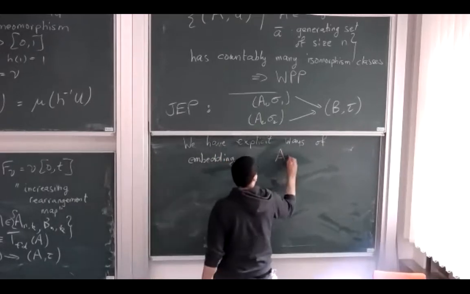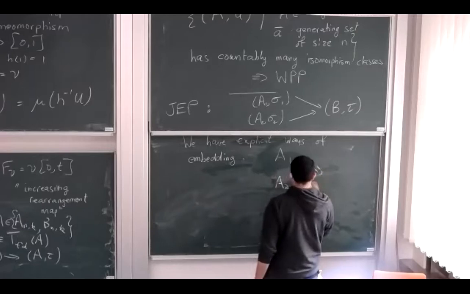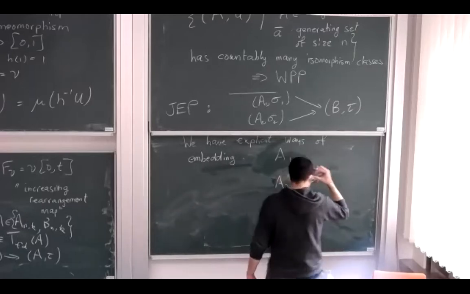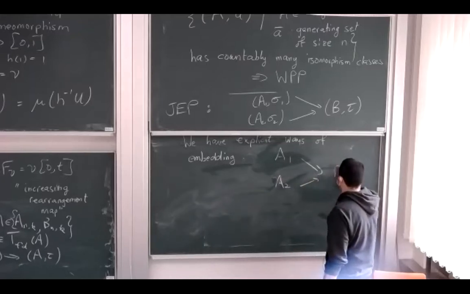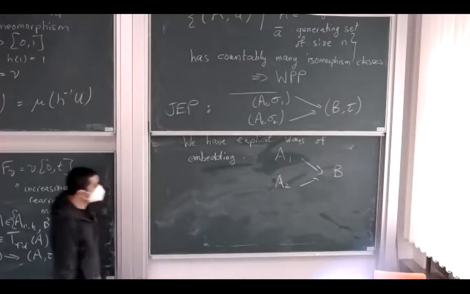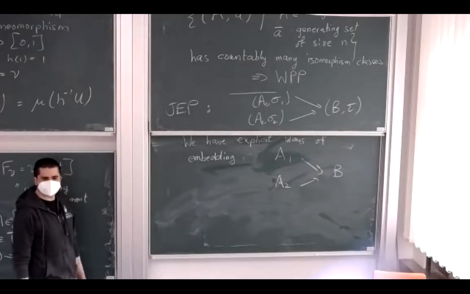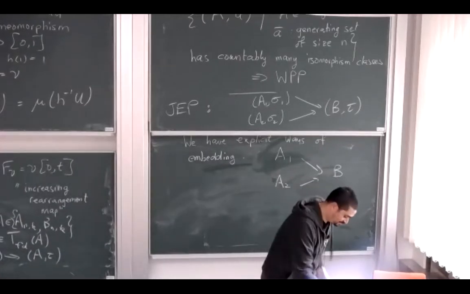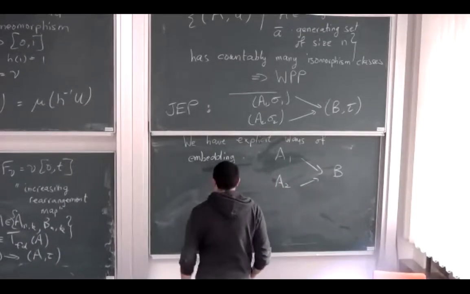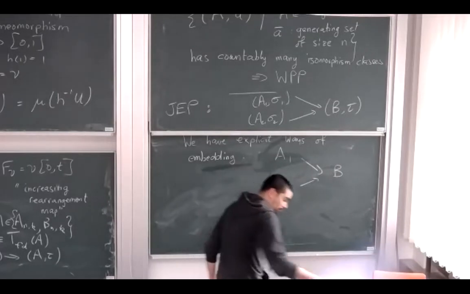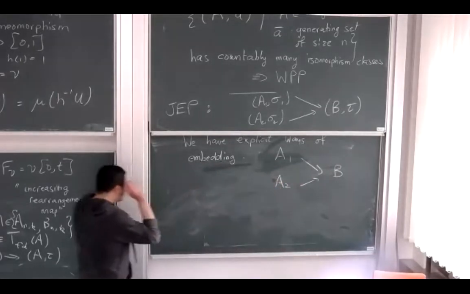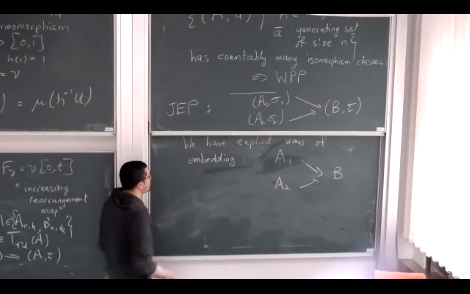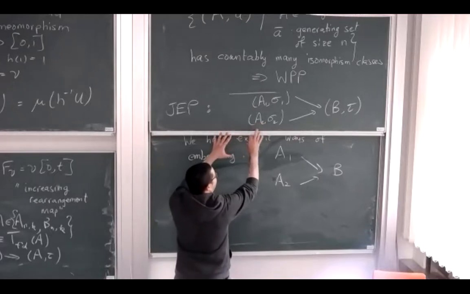So let's say A1 and A2 jointly embed into some B. Okay. So what we do is embed these two in our explicit ways, and then we just need to pay attention to what happens on traces.